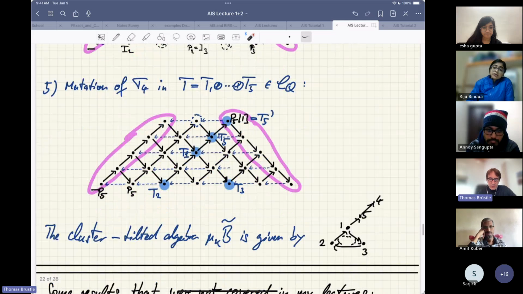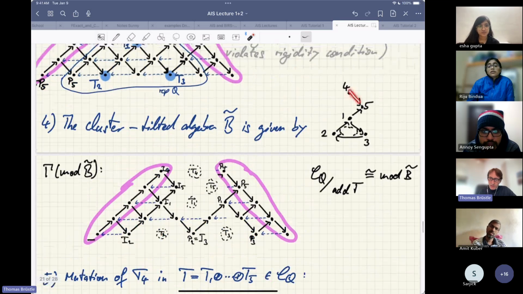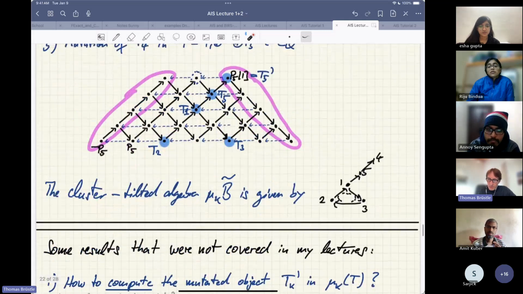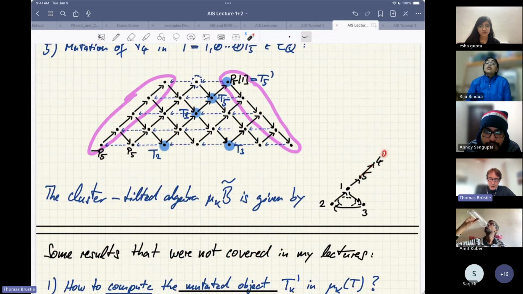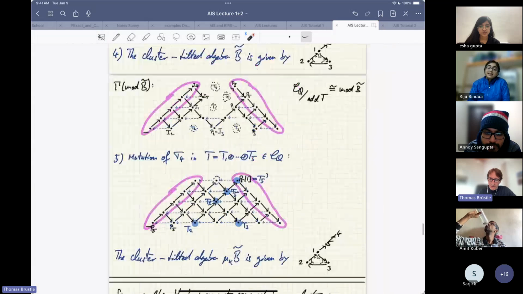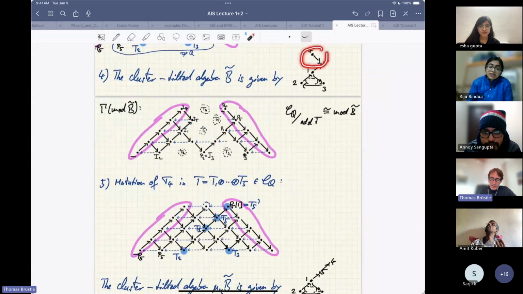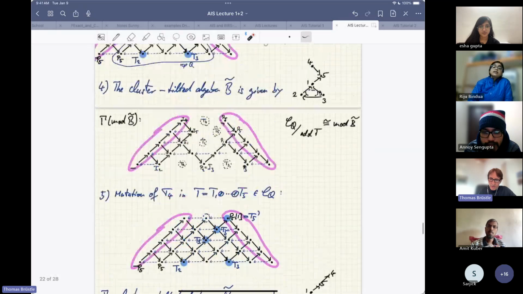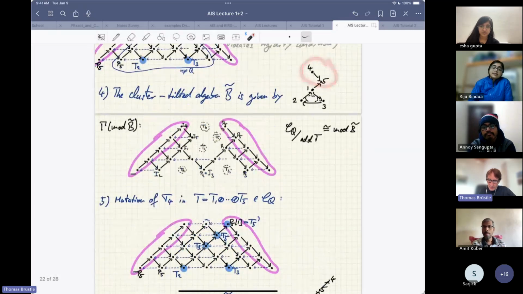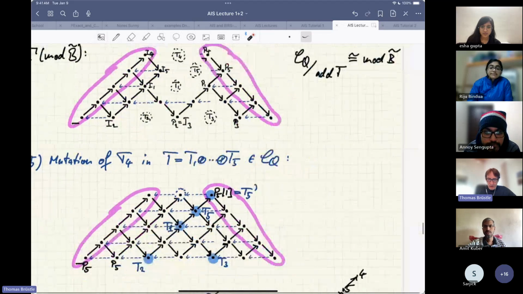And if I apply that mutation, what is the mutated cluster tilted algebra? I flip from 5 to 5 prime. So where there was an arrow from 4 to 5 before, there's an arrow from 5 prime to 4 now. Do you see what I'm doing? This is a reflection. I flip the orientation of that arrow. Instead of an arrow from 4 to 5, I have an arrow from 5 to 4. That's what a reflection is doing.